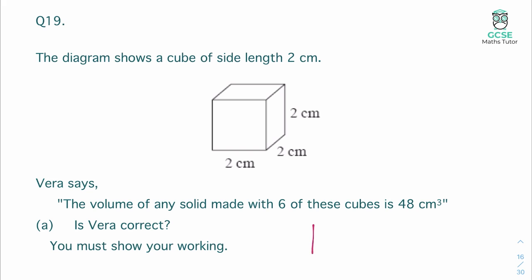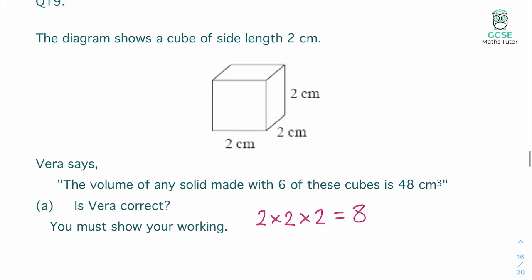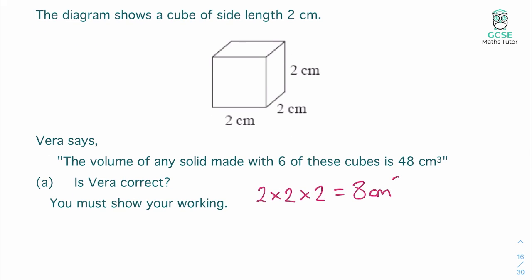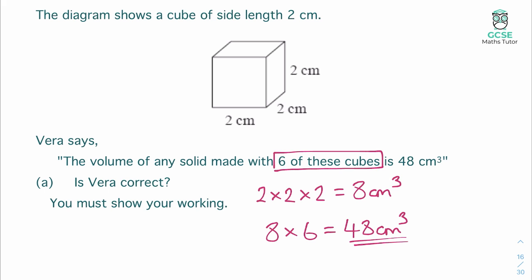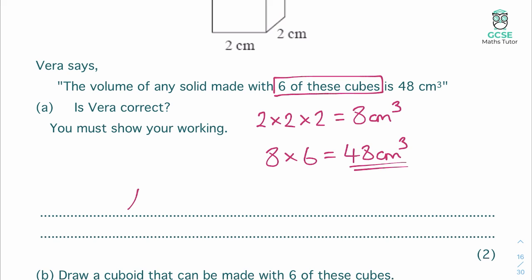Well, to get the volume of a cube, we multiply together the 3 sides, so 2 times 2 times 2. 2 times 2 is 4, times 2 is 8. So the volume of this cube is 8 centimeters cubed. So if we had 6 of these cubes, the volume we would times by 6. So 8 times 6 equals 48. So that equals 48 centimeter cubed. So yes, Vera is correct. So we've got our working out there. So yes, as 8 times 6 equals 48, and that's a fine answer.